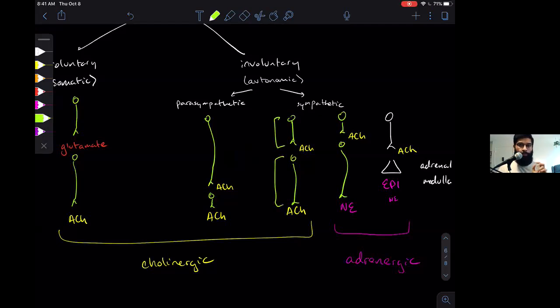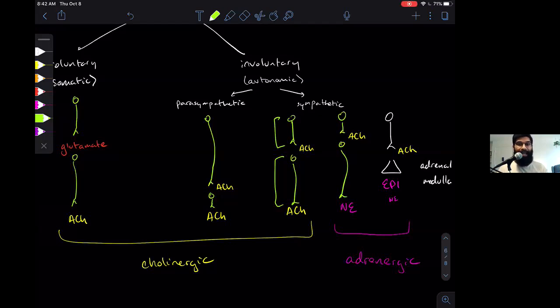So the preganglionic neuron is going to start in the central nervous system, exit from the spinal cord, and then immediately synapse at the ganglia to the postganglionic. That postganglionic is going to be super long, and that postganglionic neuron is going to go all the way from next to the vertebra to the effector site. And so that could be anywhere in the body.